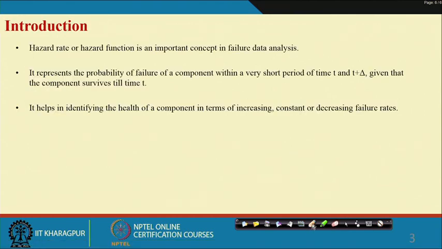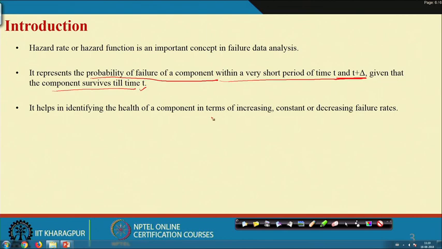So, what is hazard rate? Hazard rate, or hazard function, is basically the probability of failure of a component within a very short period of time, between t and t plus delta, given that the component survived till time t. It helps in identifying the health of the component in terms of increasing, constant and decreasing failure rate, which we will also see later on.